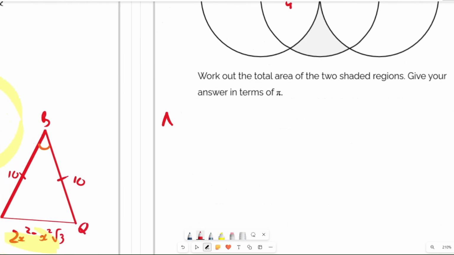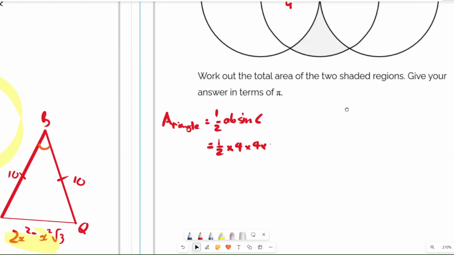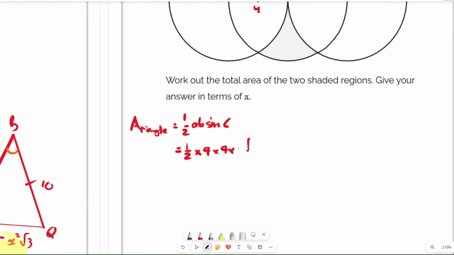So the area of the triangle equals half ab sine C. Half times a is 4, b is 4, sine C, sine 60 is going to be root 3 over 2. And here, if we just combine these 2 fractions, because I like doing the fractions first, we're going to end up with root 3 over 4 times 16. That's going to cancel out.